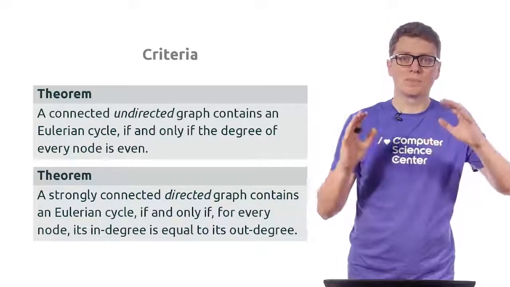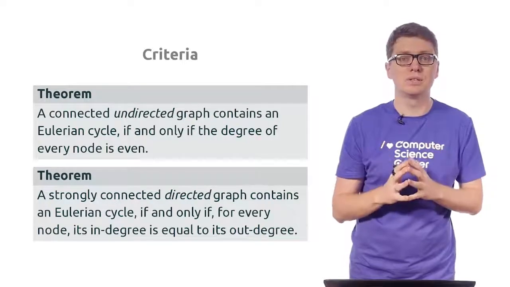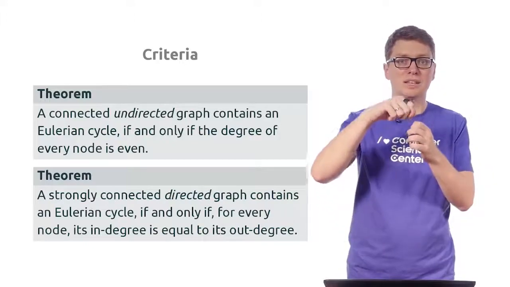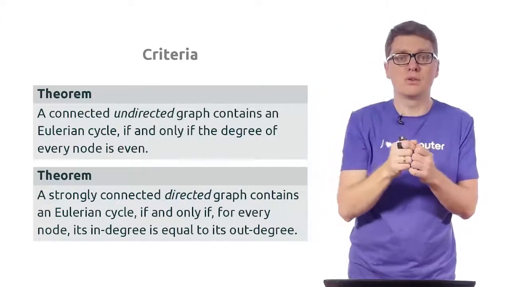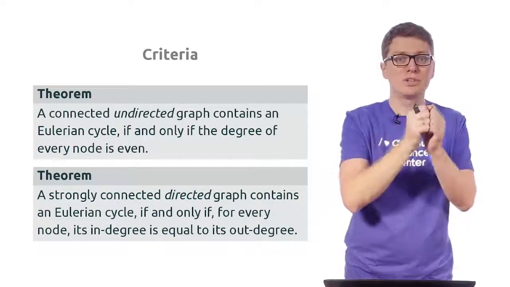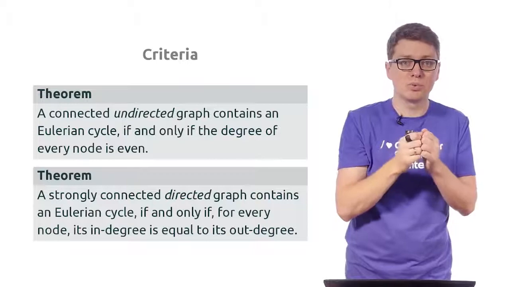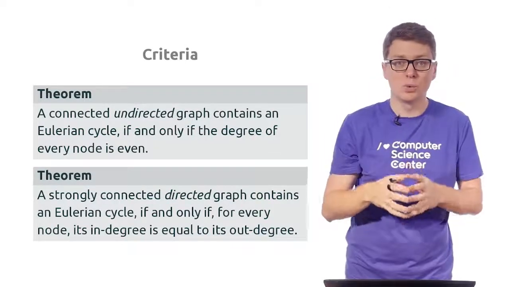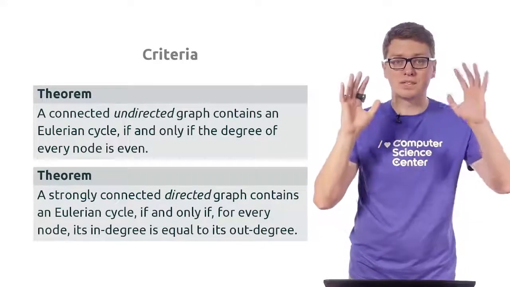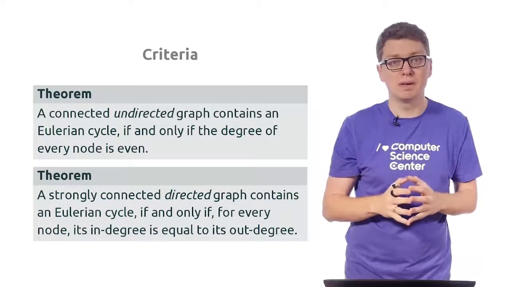Okay? So some part of this theorem, of these two criteria, is actually easy to see. Let's focus on the directed case. If we have a cycle that visits all the edges of the graph and then ends at the same node, this means that for each node, the number of times we enter this vertex is the same as the number of times we leave this vertex, right? Which means that its in degree must be equal to its out degree. So once again, if there is an Eulerian cycle, then every node in this graph should be balanced.